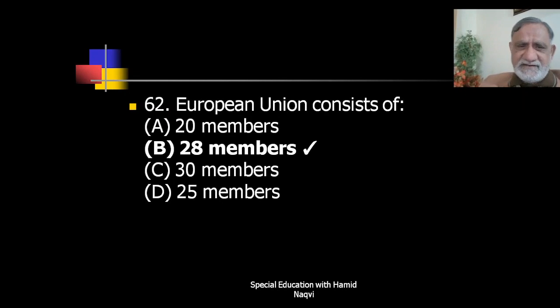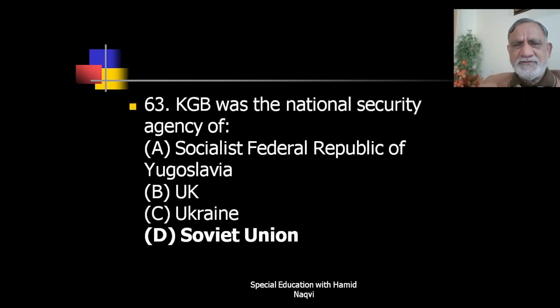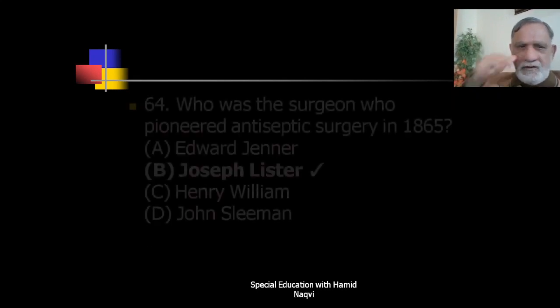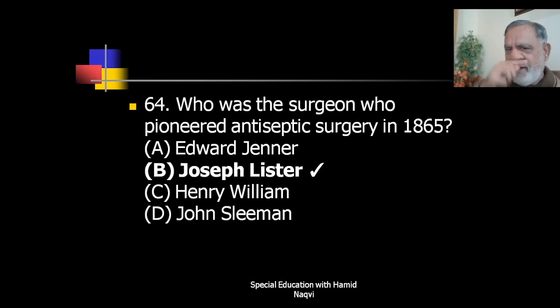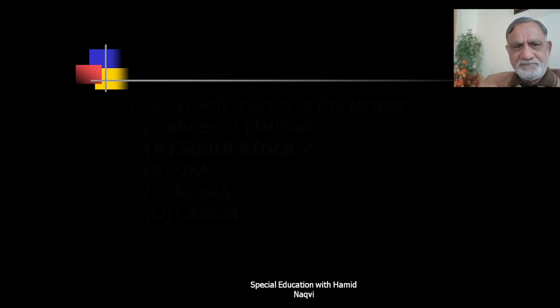Now, general knowledge starts. European Union consists of how many members? 28 members. KGB was a national security agency of whom? It was that of Russia, we know it. Who was the surgeon who pioneered antiseptic surgery in 1865? It was Joseph Lister. Stare decisis is essentially the doctrine of national security, precedence, strategic depth, or rule of law. Second one, precedent, is correct.